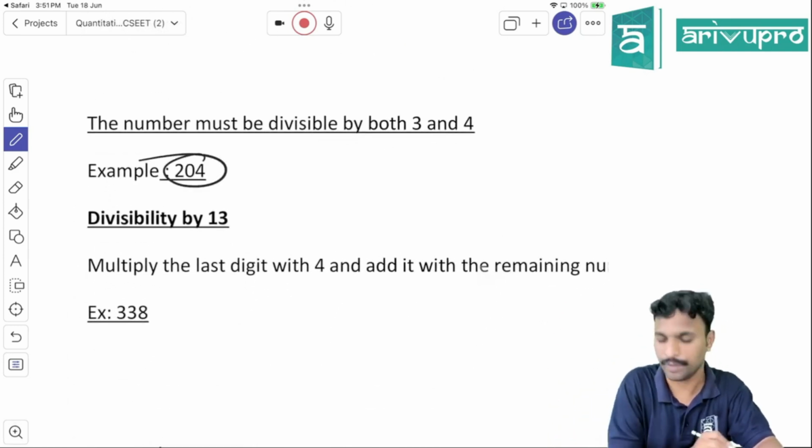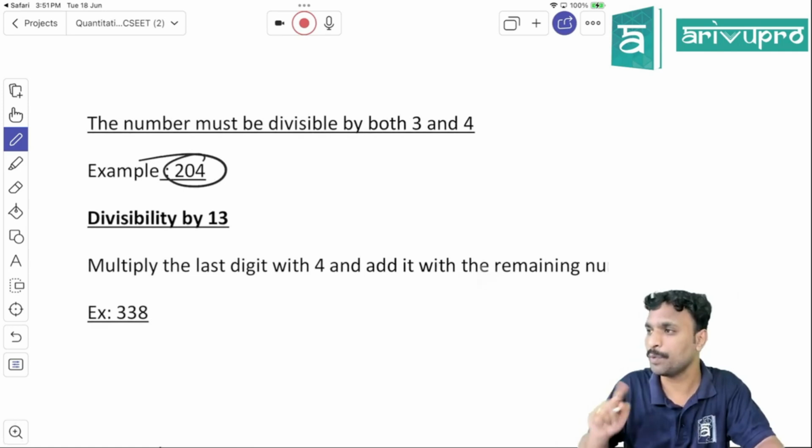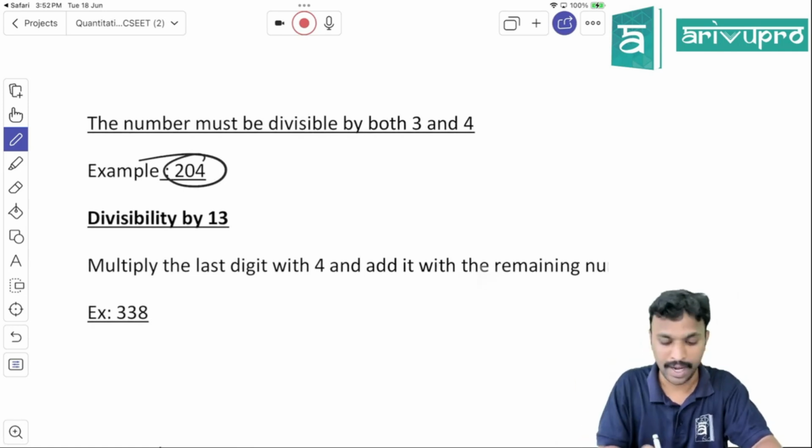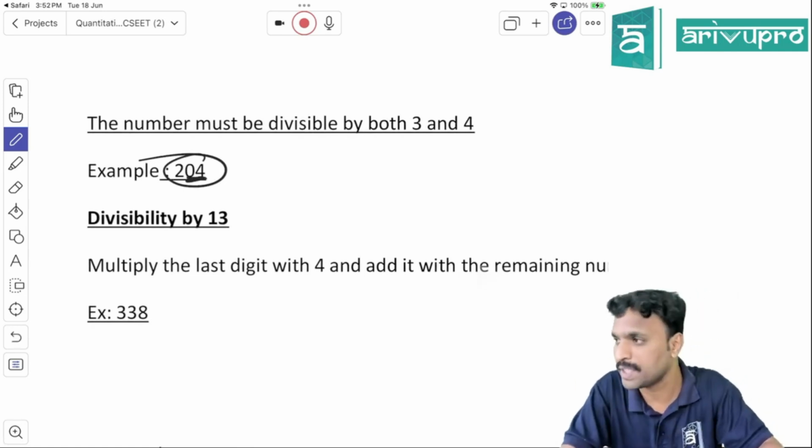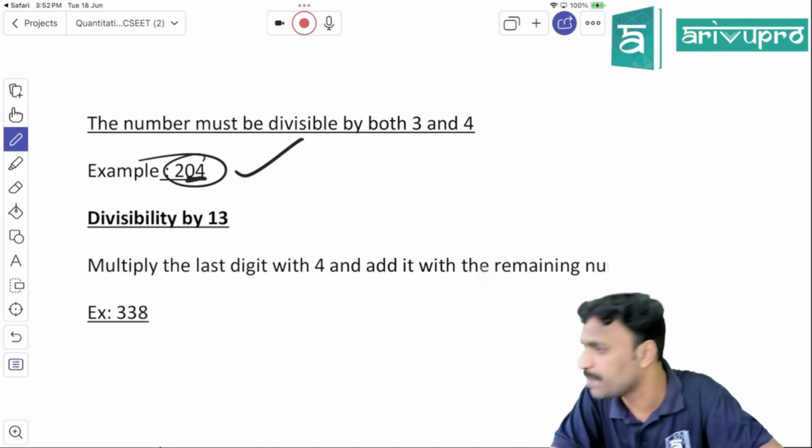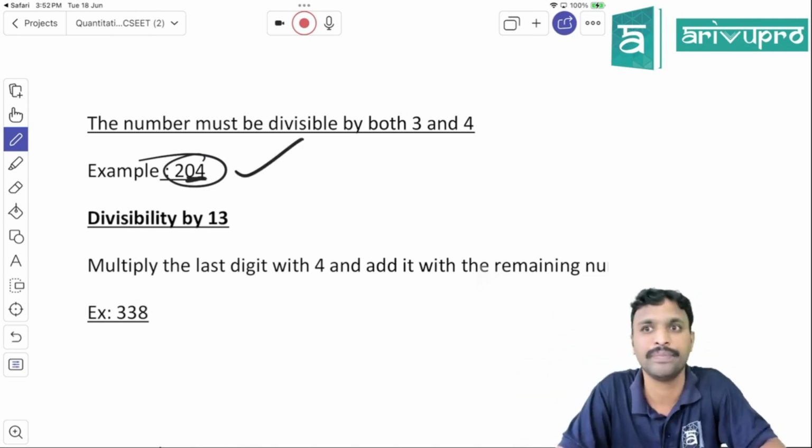Check this: 2 not 4. Is it divisible by 3? 2 plus 4, 6. 6 is divisible by 3. Last two digits are 4, divisible by 4. So 2 not 4 is definitely divisible by 12. Clear?